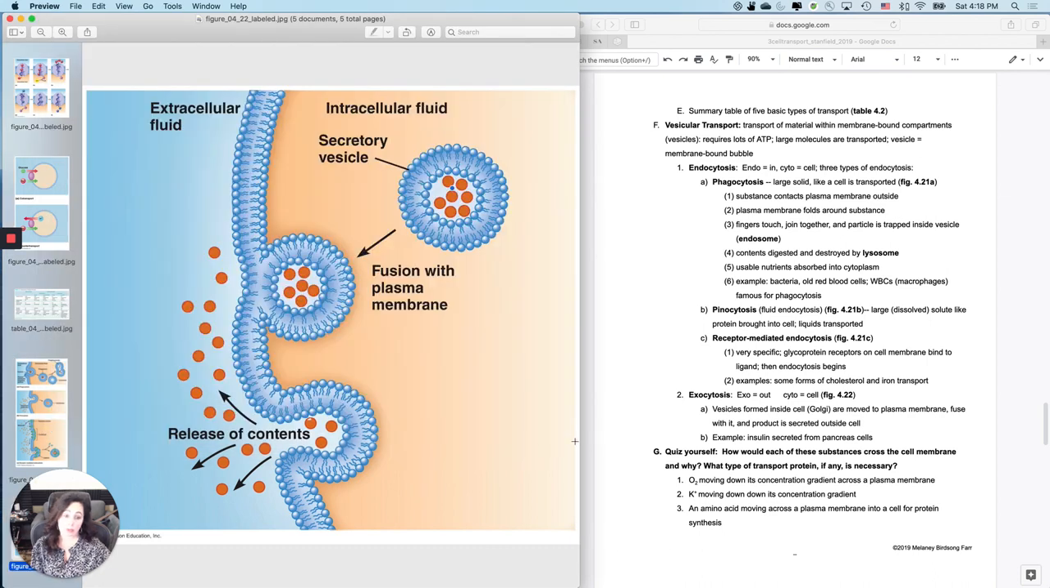Okay, so that is endo and exocytosis. Both of those are called vesicular transport, and they are plan Z when you're doing cell transport because they're slow and energetically expensive.